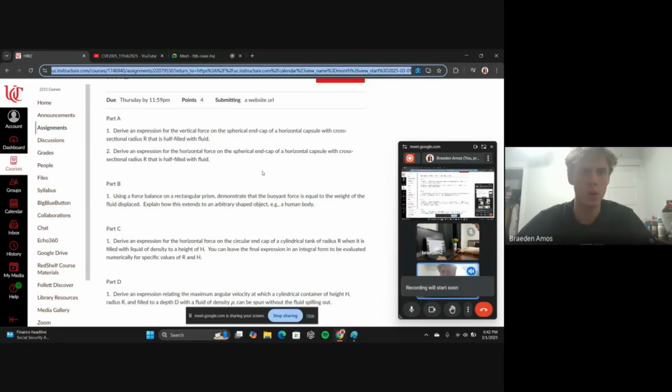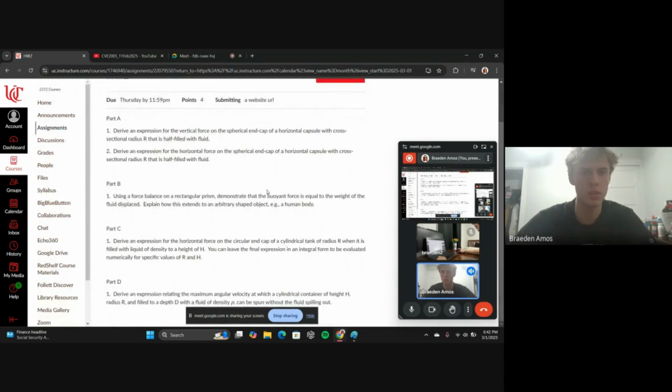Okay, this is homework 2, part B. For this one, we need to, using a force balance on a rectangular prism, demonstrate that the buoyant force is equal to the weight of the fluid displaced. Explain how this extends to an arbitrary shape like a human body.